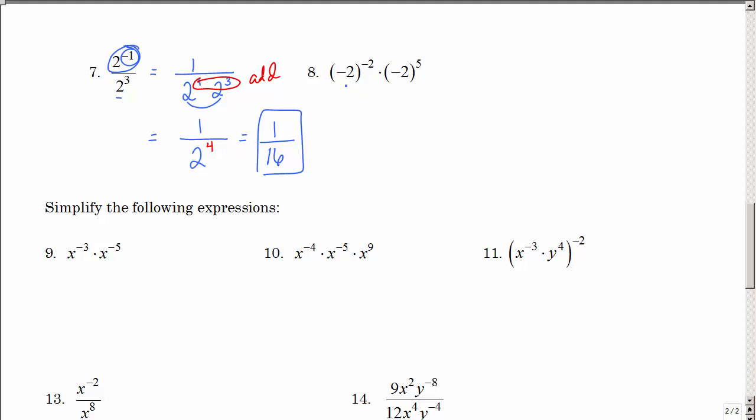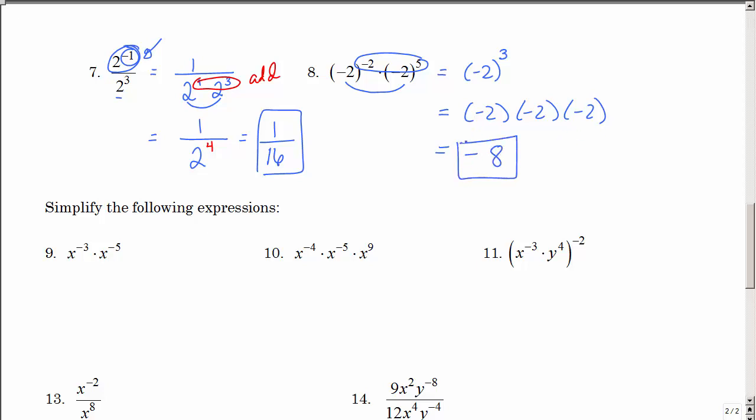So let's see, could we do the same thing with number 8? Well, what's the base? It's negative 2. If I add those, adding is a lot easier than subtracting. So that's why I'm going to go ahead and add those, and I get a positive 3. Now I don't have a negative exponent, and remember that's negative 2 times negative 2 times negative 2. 3 negatives in a row is negative, and then you have 8.